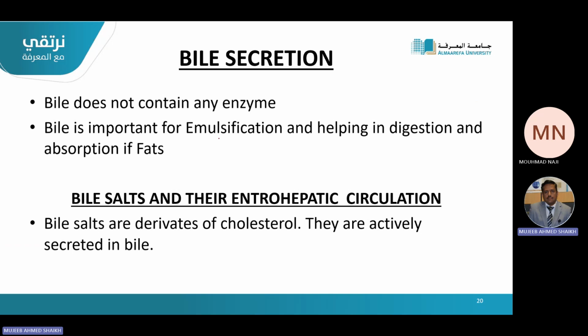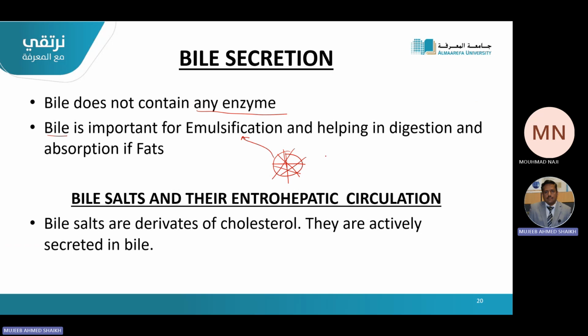Bile does not contain any enzyme. It is devoid of any enzyme. Though no enzymes are there, the bile functions in the digestion of fat by a physical process. It will just cut down the bigger fat molecules into smaller fat molecules with the help of a process known as emulsification.